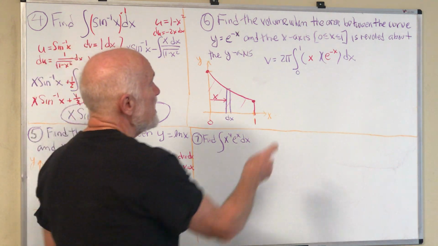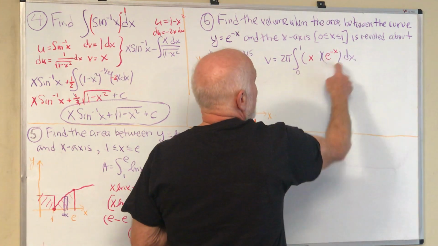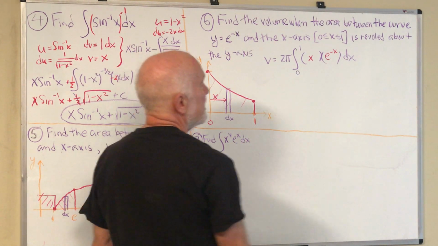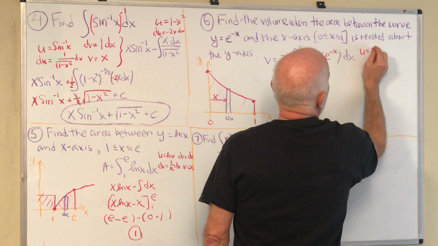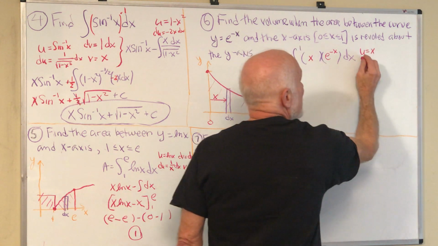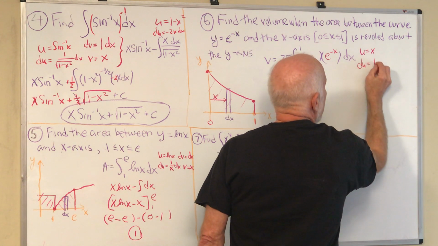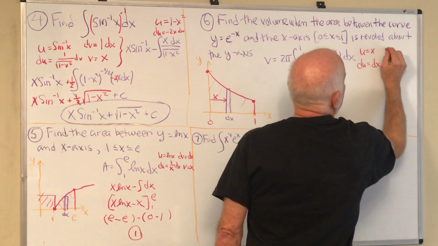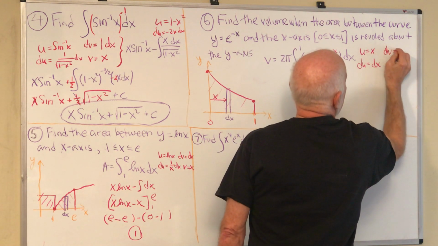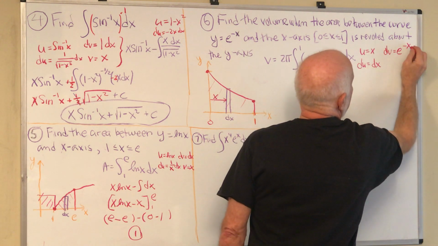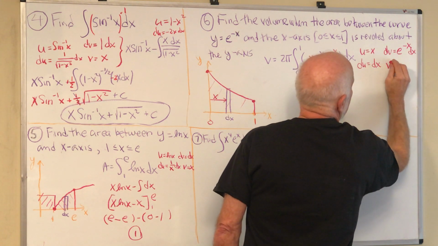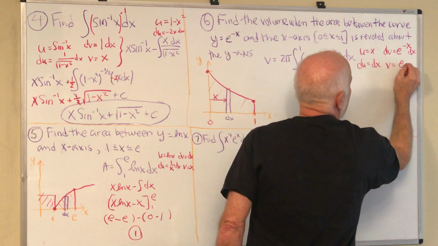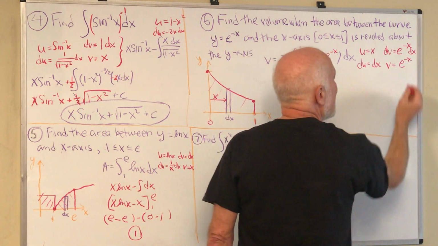And what do we notice? We have a function times a function. So maybe integration by parts is going to work. So let u equal x so that I can make things simpler. The derivative of x is just 1. And let dv be e to the minus x dx. And the antiderivative of e to the minus x is e to the minus x divided by a negative 1.